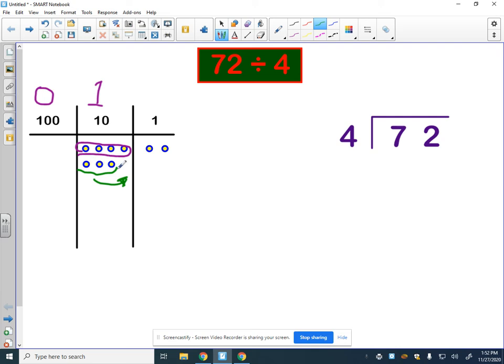So this is 3 tens. It's in the tens place, so it's 3 tens. We have to turn 3 tens into 30 ones, and you'll see why we get away from this strategy. So I need 1, 2, 3, 4, 5, 6, 7, 8, 9, 10, 11, 12, 13, 14, 15, 16, 17, 18, 19, 20, 21, 22, 23, 24, 25, 26, 27, 28, 29, 30.